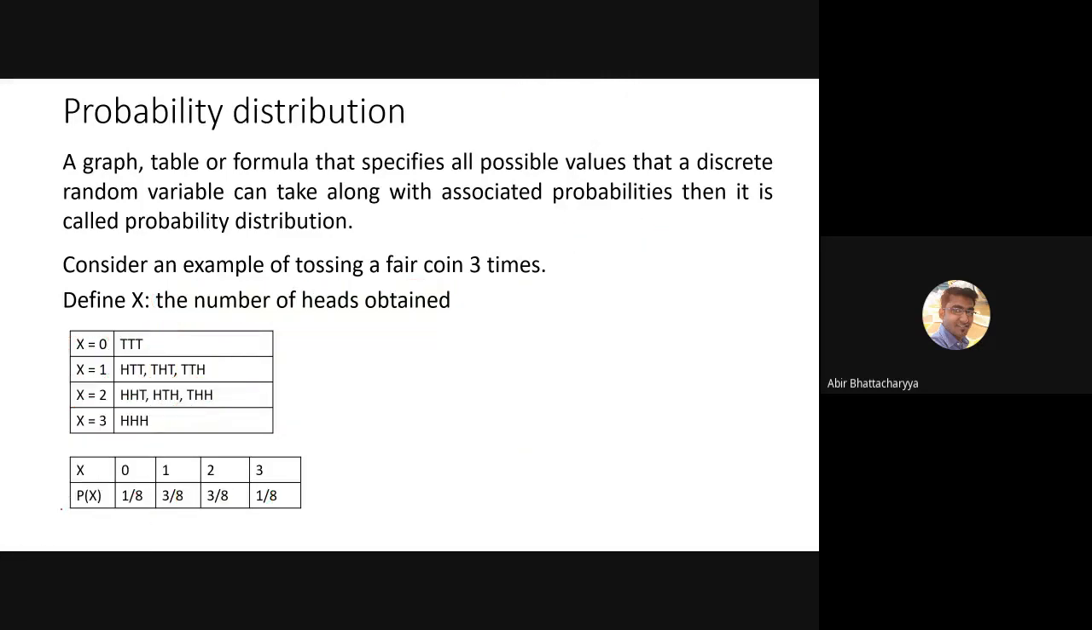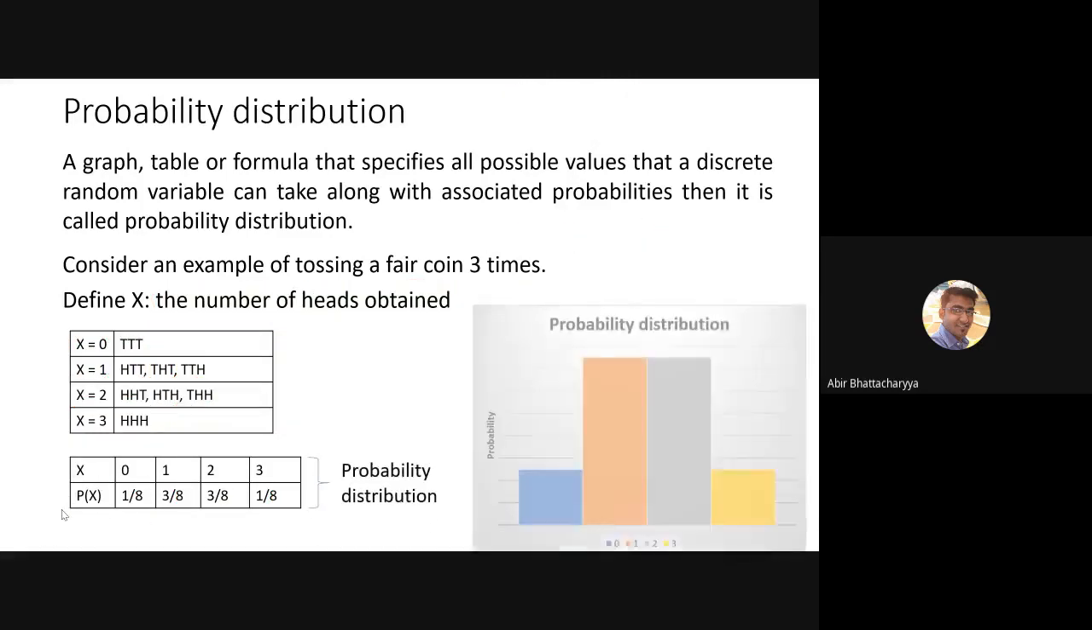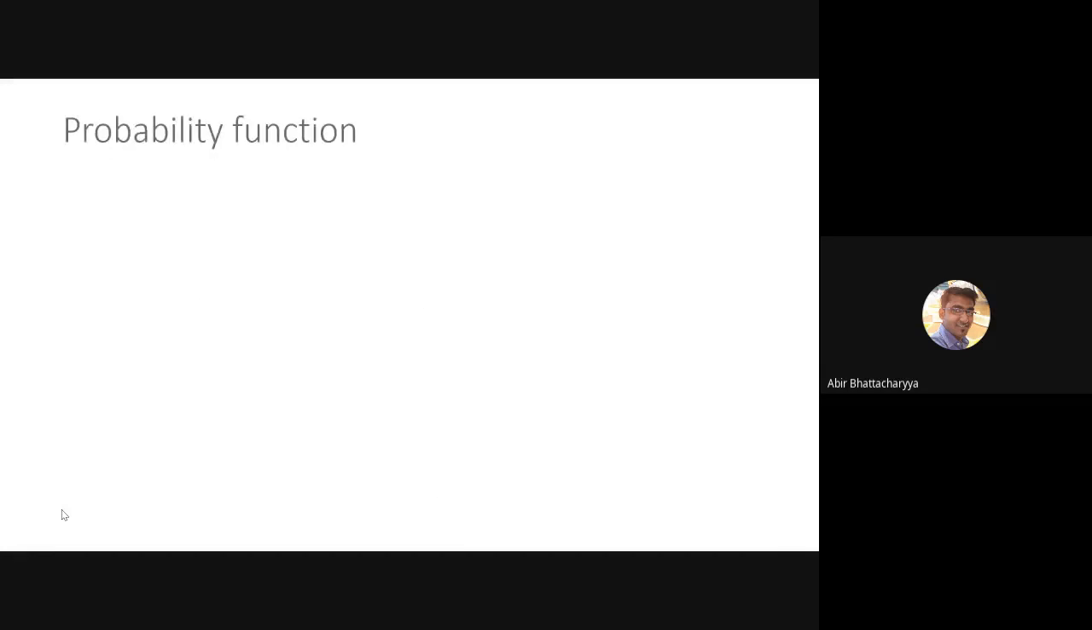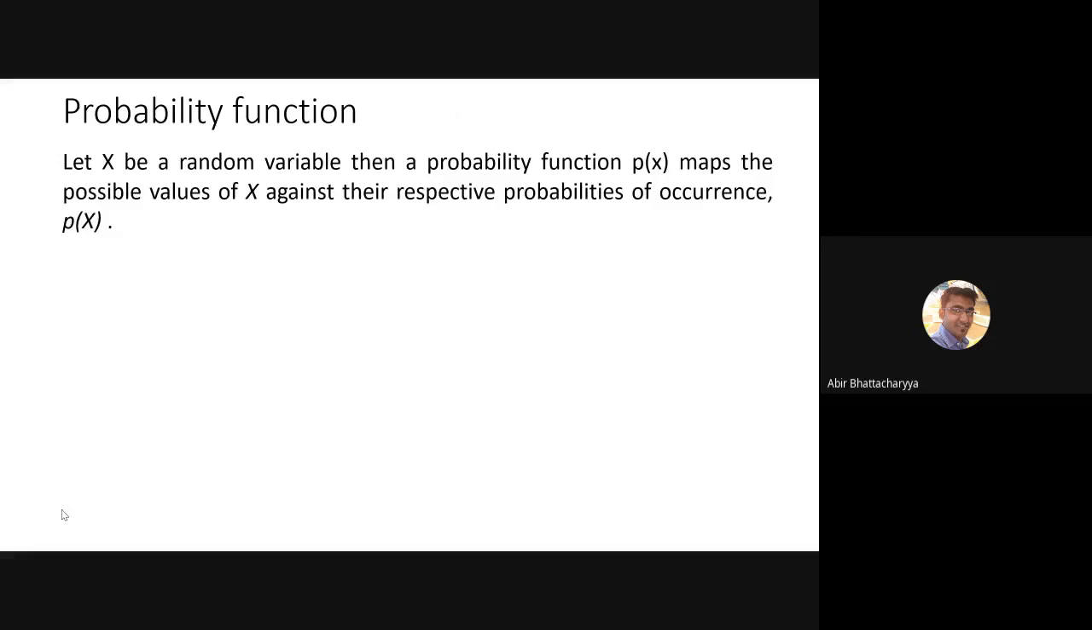So next thing is that, as I told you, these are the probability distribution. And in this graph, you can easily identify the probability of each and every random variable when x equals 0, 1, 2, and 3. It's given in the bar diagram. Now, probability function. So x is a random variable, then the probability function p of x maps the possible values of x against the respective probabilities of occurrence.